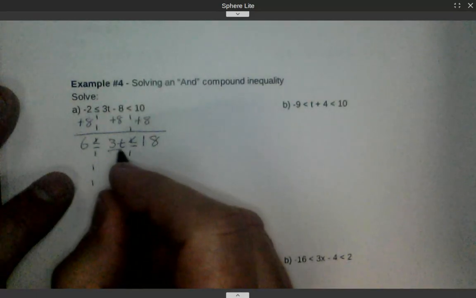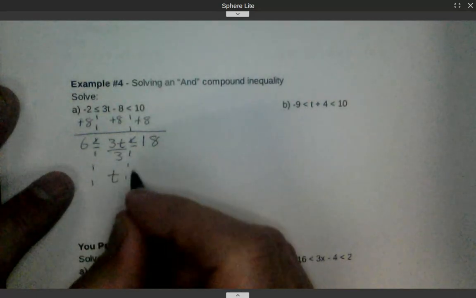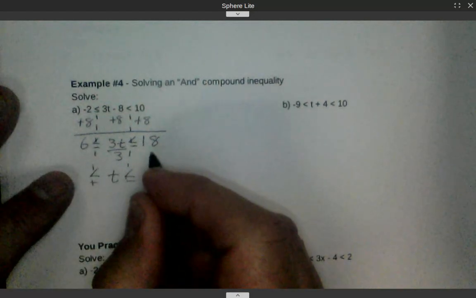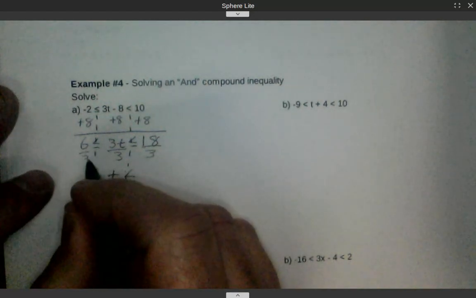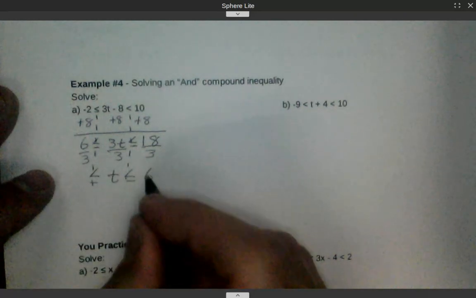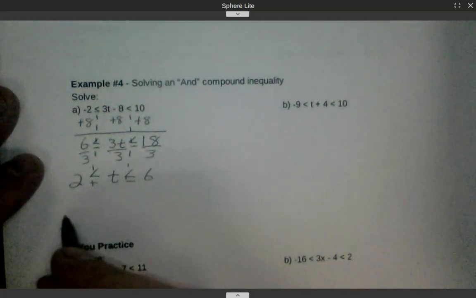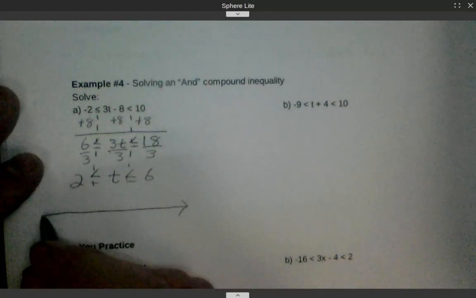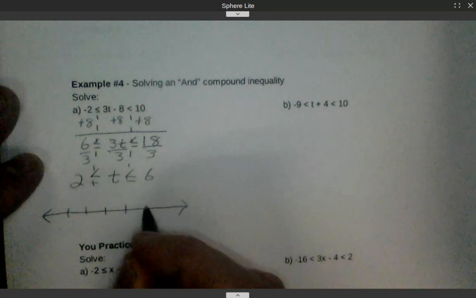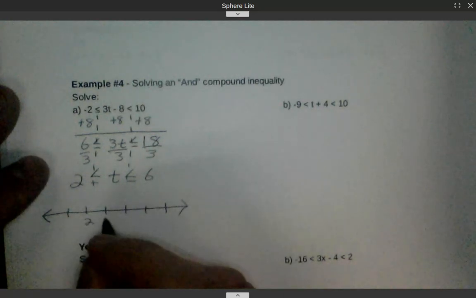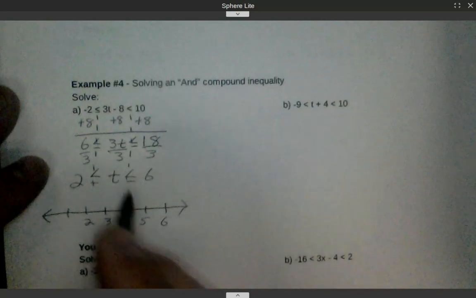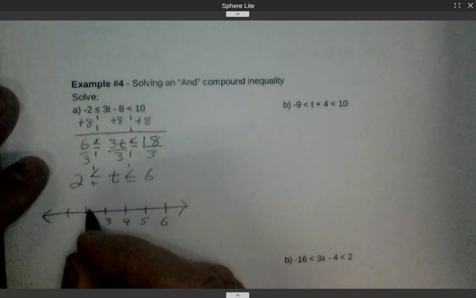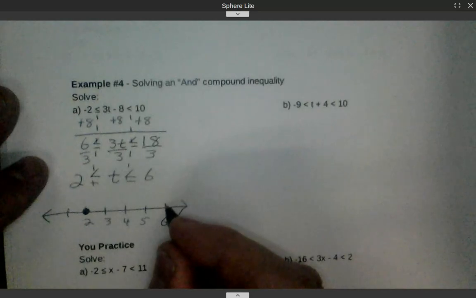We next want to divide by 3, so that we get t by itself. I'm going to divide everything by 3. So this is now a 2, and this is a 6. Now when I graph it, the unique part of this graph is that it's an AND statement. T is greater than or equal to 2, and t is less than or equal to 6, so these are both filled in dots.